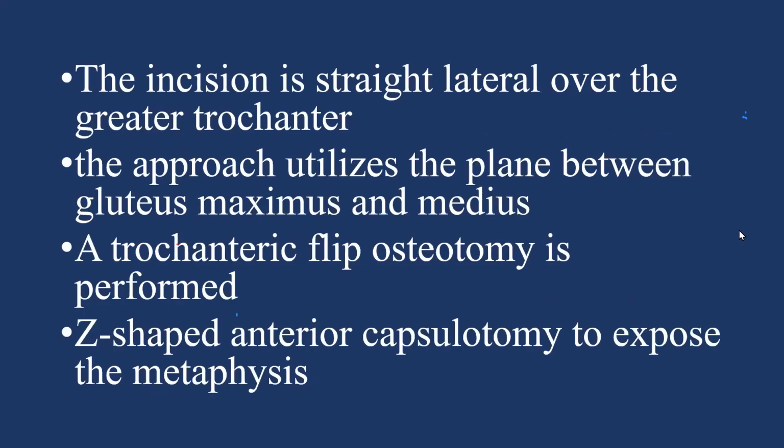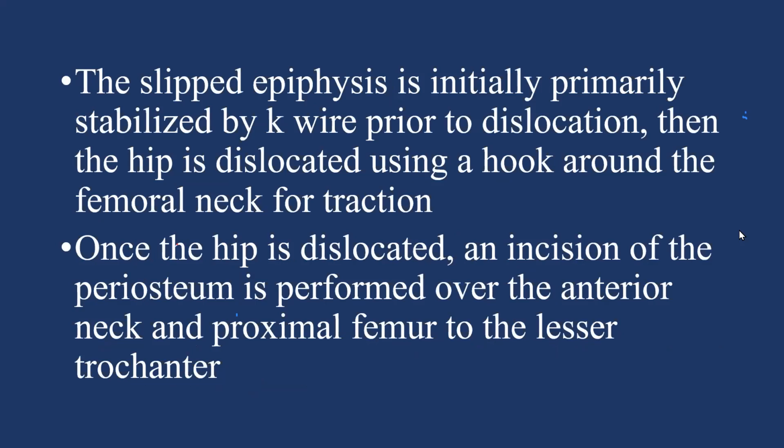The incision is straight lateral over the greater trochanter. The approach utilizes the plane between gluteus maximus and medius. A trochanteric flip osteotomy is performed. A Z-shaped anterior capsulotomy is made to expose the metaphysis. The slipped epiphysis is initially primarily stabilized by a K-wire.